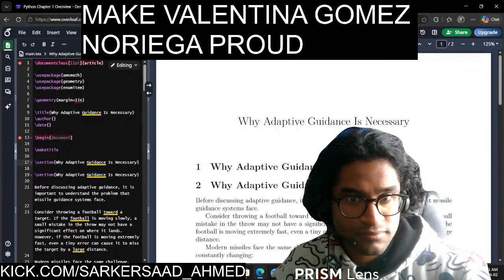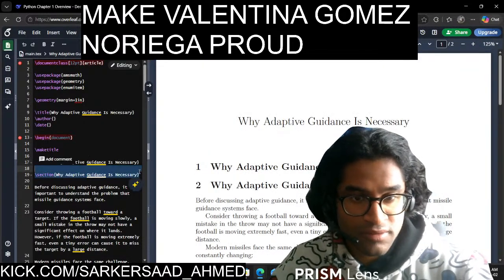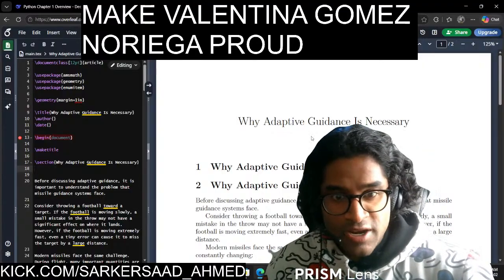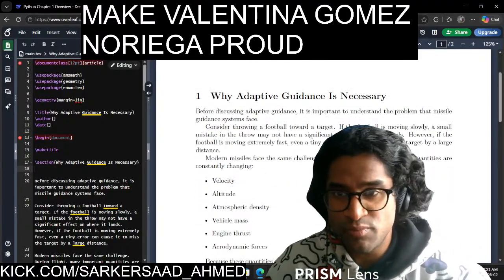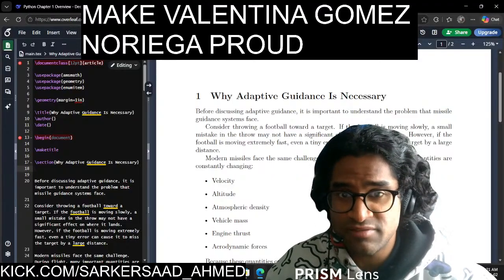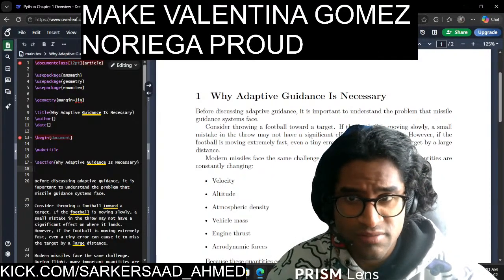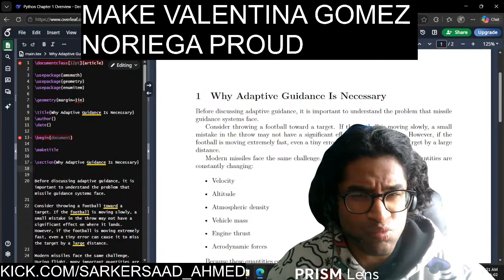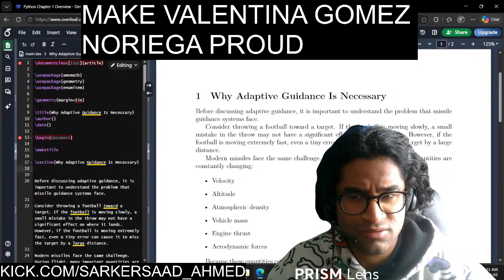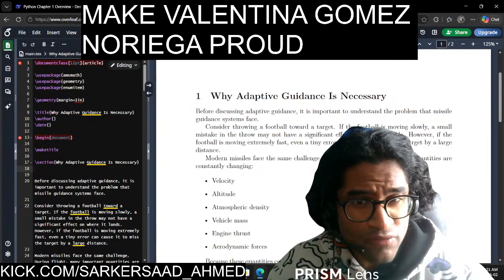Pretty much found out. So, why is adaptive guidance necessary? Before discussing adaptive guidance, it is important to understand the problem that missile guidance systems face. Consider throwing a football towards a target. Football? Why would you throw a football?